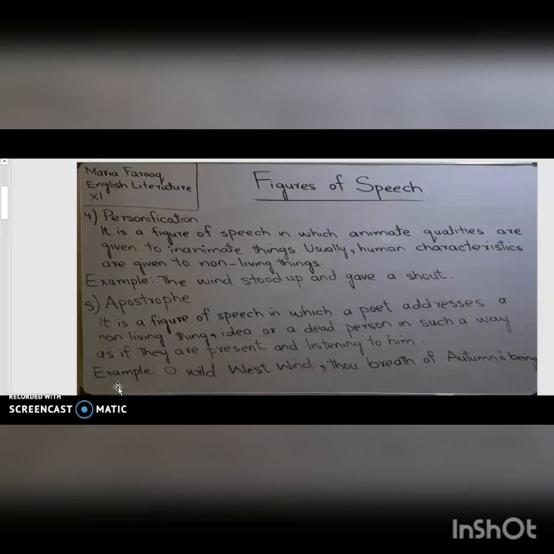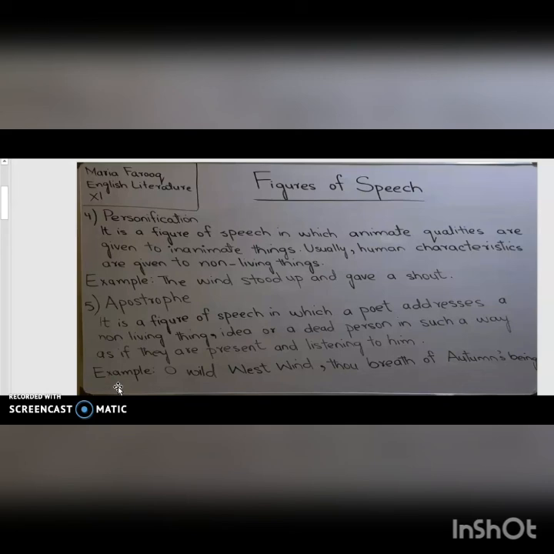The wind stood up and gave a shout, just like a human being. A man stood up and gave a shout. So it is written, the wind stood up and gave a shout. It means that we are giving human characteristics to wind. This is called personification. Fifth, apostrophe. It is a figure of speech in which a poet addresses a non-living thing, idea, or a dead person in such a way as if they are present and listening to him.